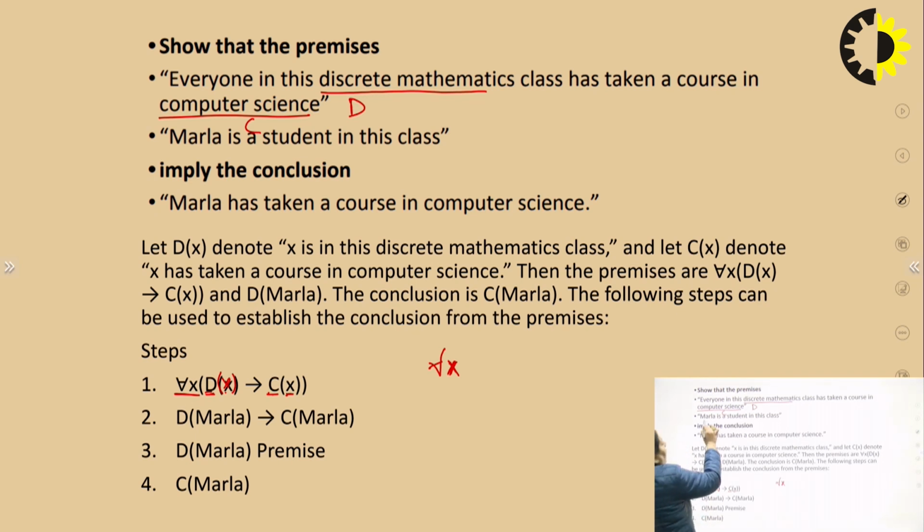Now, Marla is a student in this class. So the student in the class is Marla. So D(Marla), Marla is in discrete mathematics, and C(Marla), Marla is a student who has taken the course in computer science. Now, this implies the conclusion: Marla has taken a course in computer science. Yes. Next, D(Marla). Marla has taken a course in computer science, C(Marla). Okay.